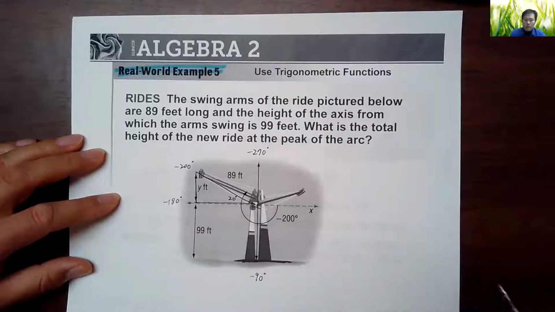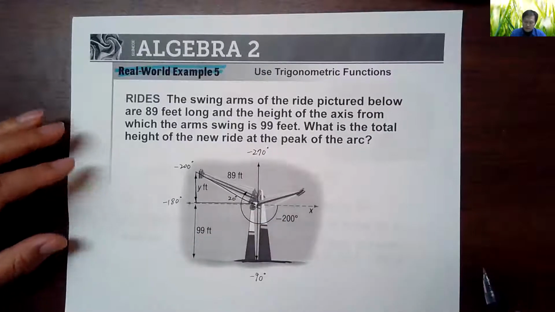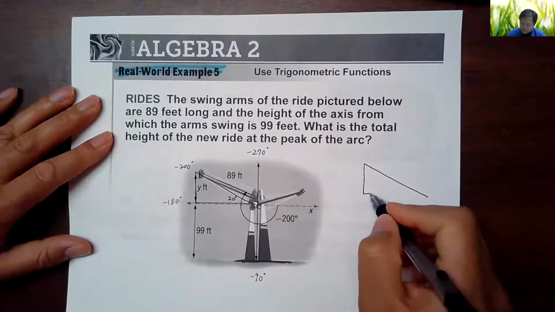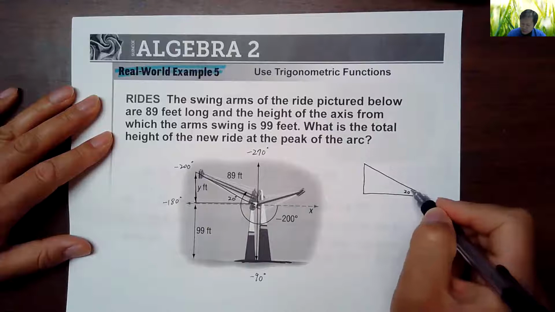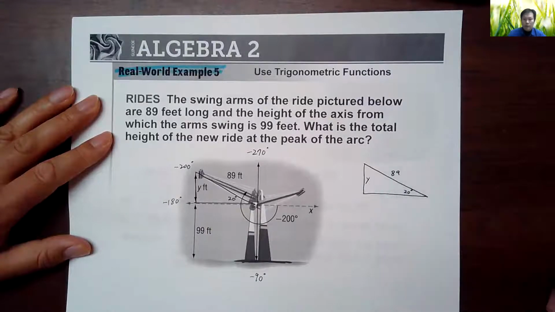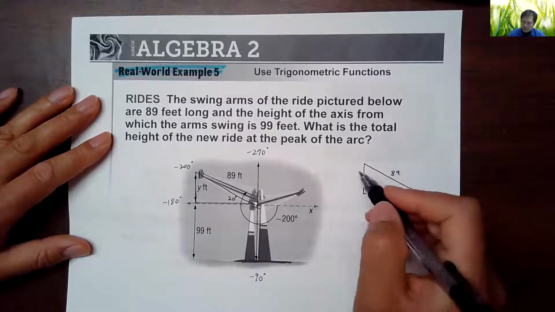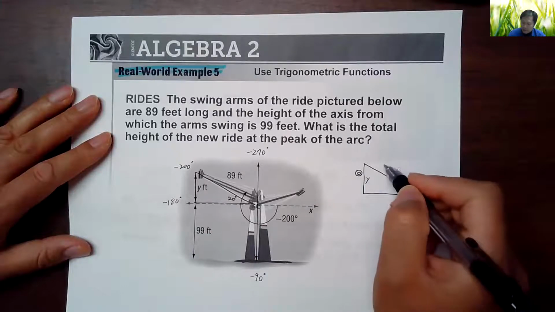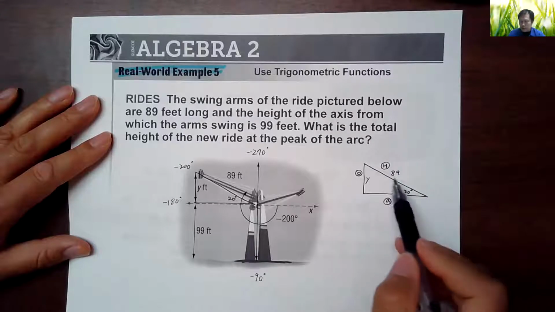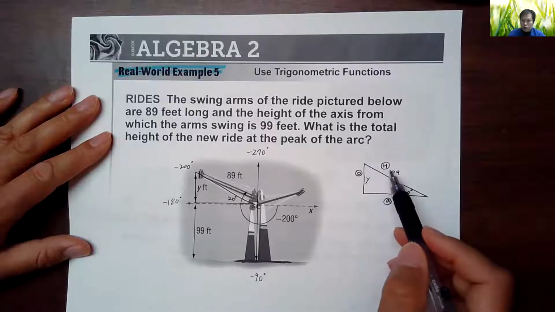And that length we label as y. And this length is already given as 89. So if we redraw that on the side, 20 degrees here, y, that's 89, and you're trying to find y. Since this is 20 degrees, that's going to be opposite here, hypotenuse, adjacent. So we know this length, we have to find this length. We are dealing with O and H.